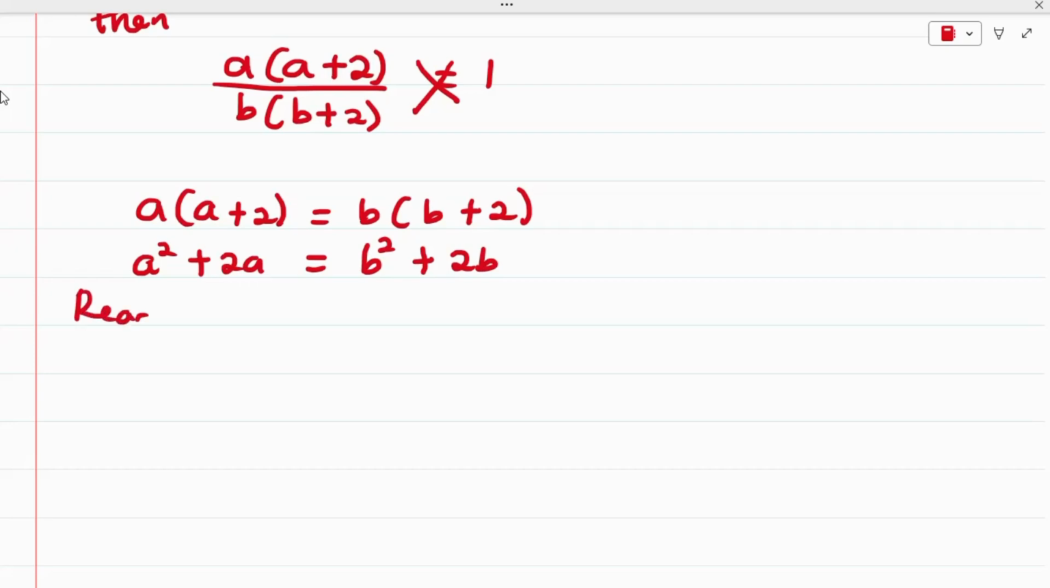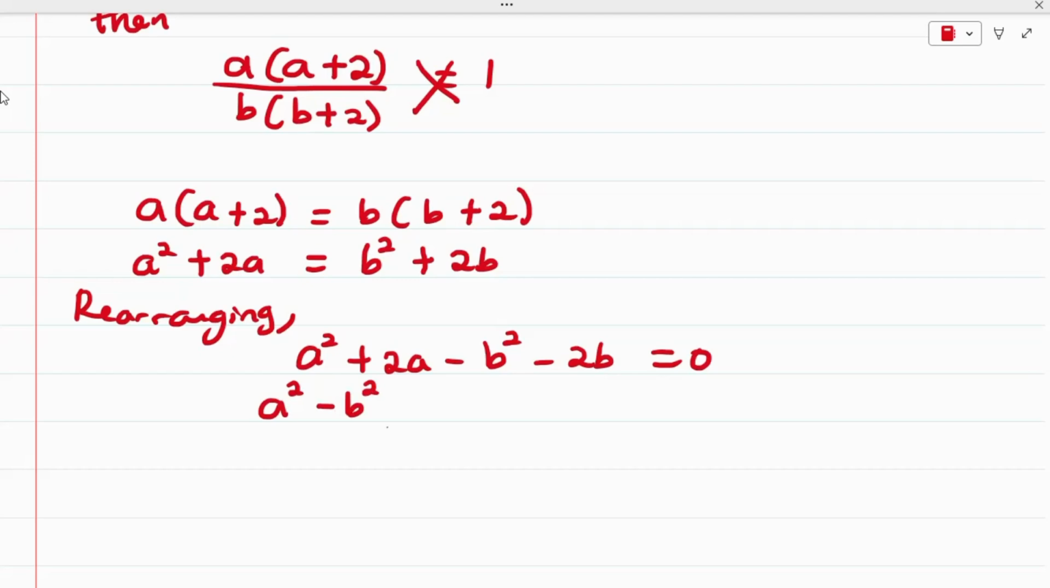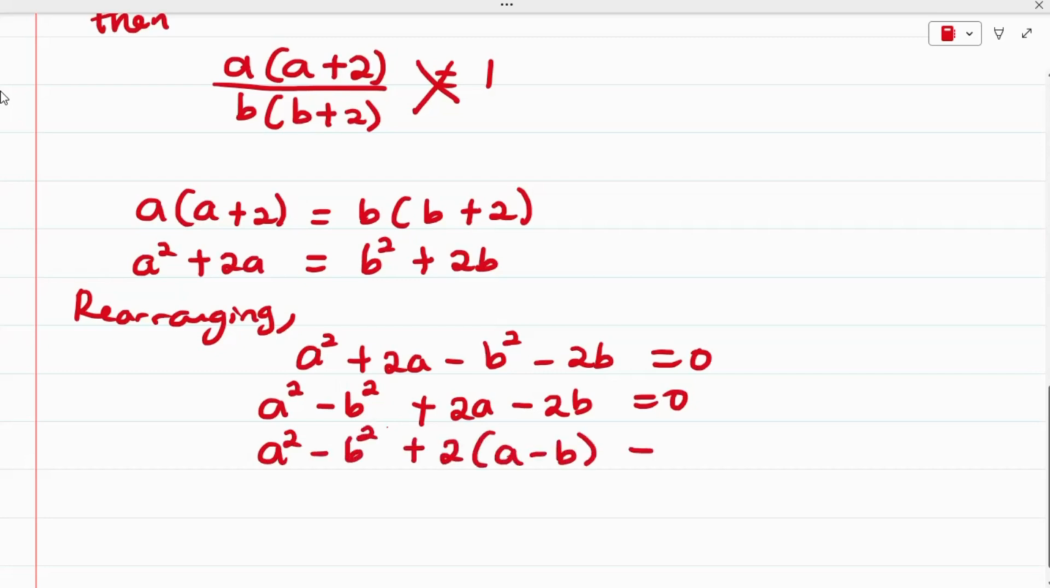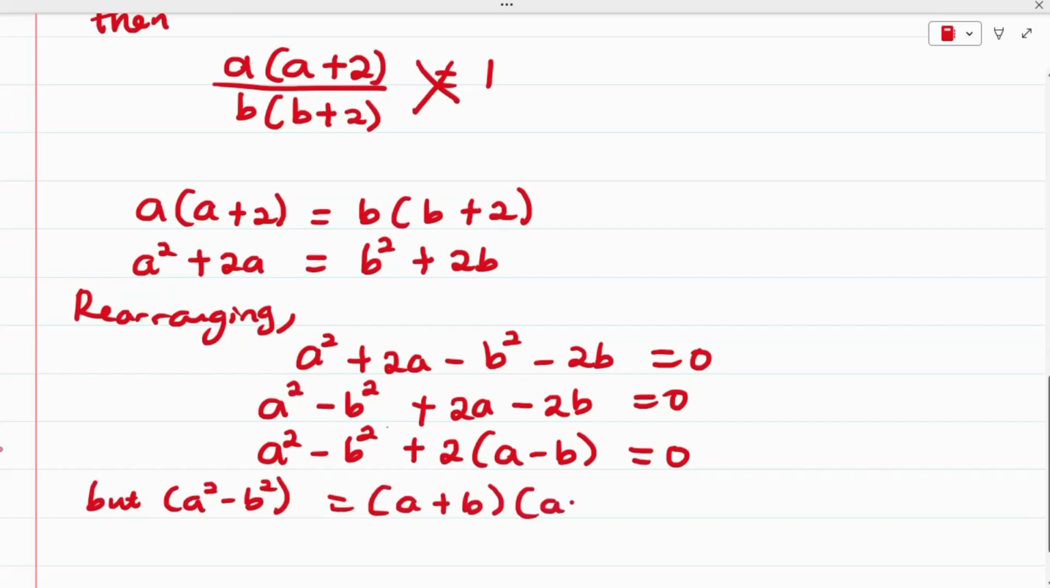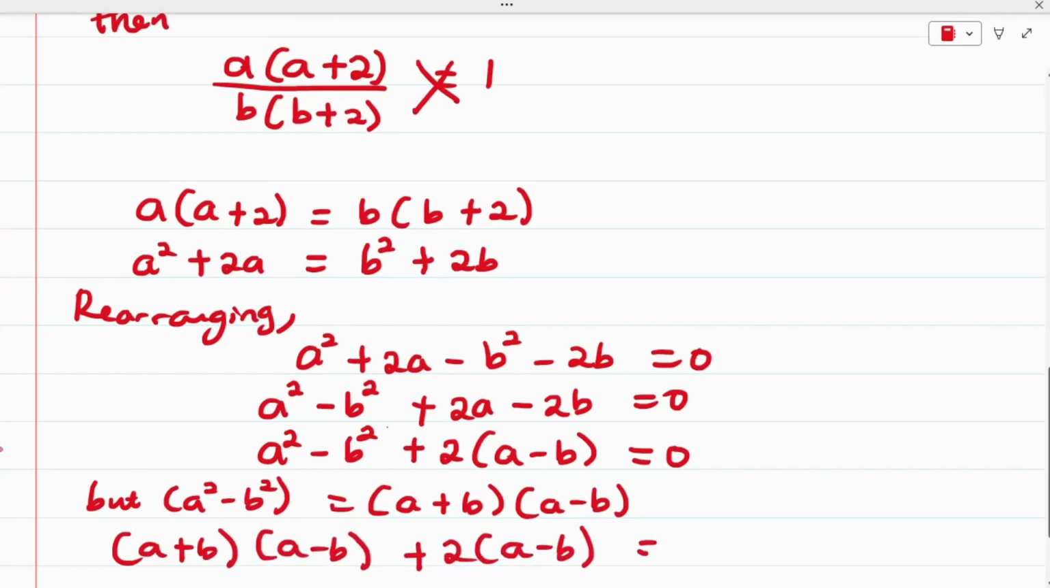So rearrange this and set the equation to 0. We have a squared plus 2a minus b squared minus 2b is equal to 0. So we have a squared minus b squared plus 2a minus 2b equal to 0. So we have a squared minus b squared plus, now if we factor out 2 from here, we have (a minus b), and this is equal to 0. But a squared minus b squared is equal to (a plus b) multiplied by (a minus b). So hence we have (a plus b)(a minus b) plus 2 times (a minus b), and this is equal to 0.